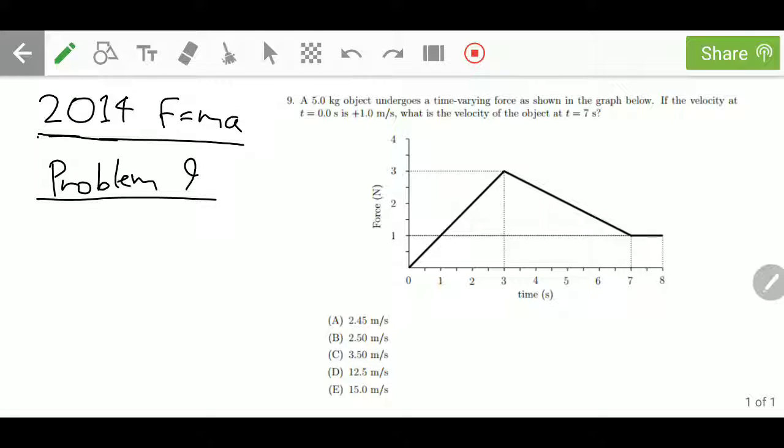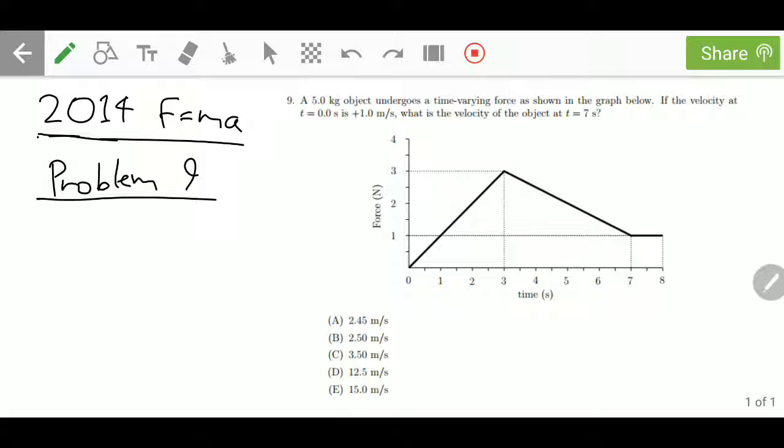Hello. In this video, I'm going to explain problem 9 from the 2014 F equals MA contest. In this problem, we are told that a 5 kilogram object undergoes a time-varying force as shown in the graph. We're given the velocity at t equals 0 seconds, which is 1 meter per second, and we're asked to find the velocity of the object at 7 seconds.